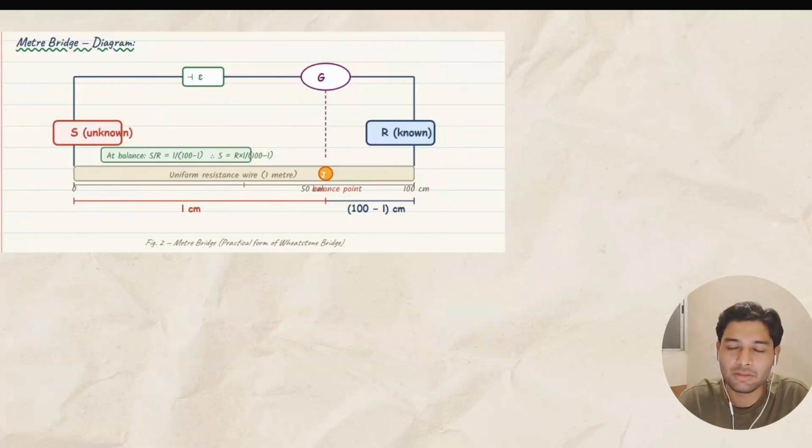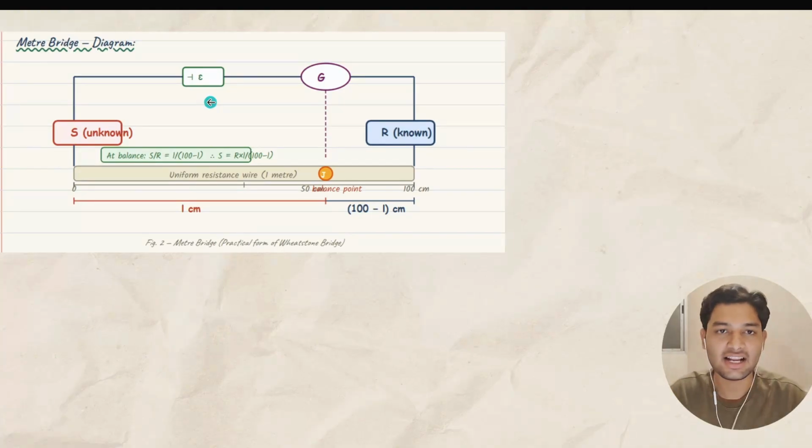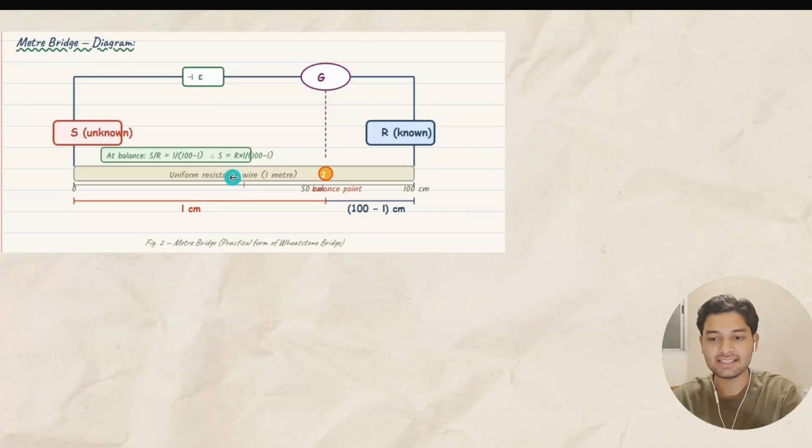We can say they are connected in between. So yeah, you can see the meter bridge diagram here. This is the S, the unknown resistance, and this is the known resistance R. This is the galvanometer, and this is the battery that is attached on the other side. And this is the wire, that is the uniform resistance wire.